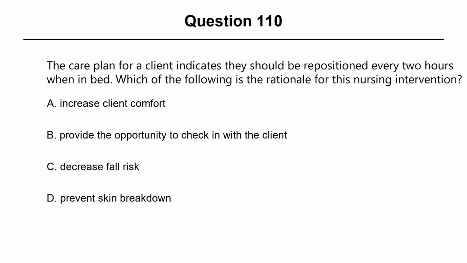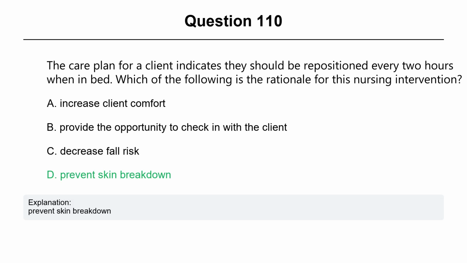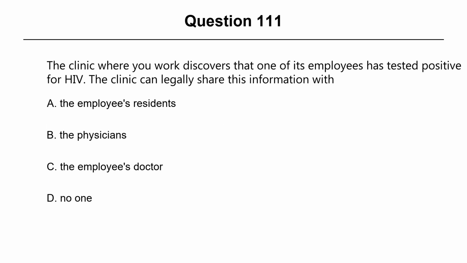Question 110. The care plan for a client indicates they should be repositioned every 2 hours when in bed. Which of the following is the rationale for this nursing intervention? Option A, increase client comfort. Option B, provide the opportunity to check in with the client. Option C, decrease fall risk. Option D, prevent skin breakdown. The correct answer is option D, prevent skin breakdown.